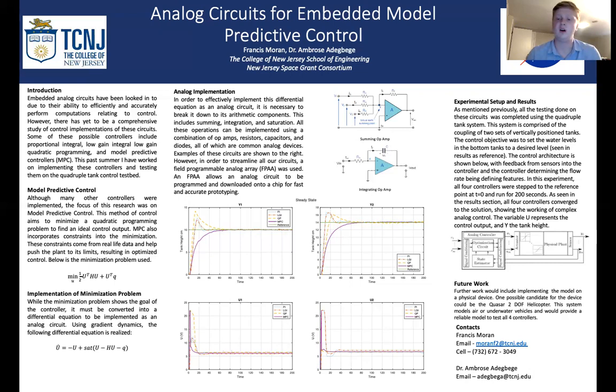In this experiment, all four controllers were stepped to the reference point at time equals 0 and run for 200 seconds. As seen in the results section in the bottom middle, all four controllers converge to the solution, showing the working of complex analog control.